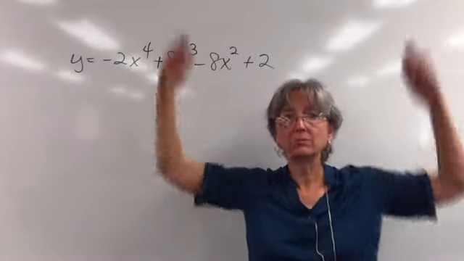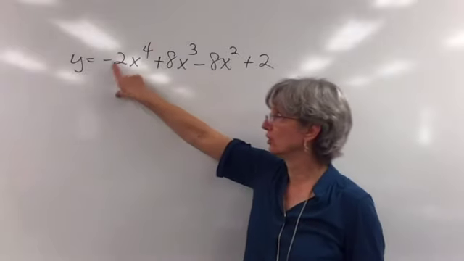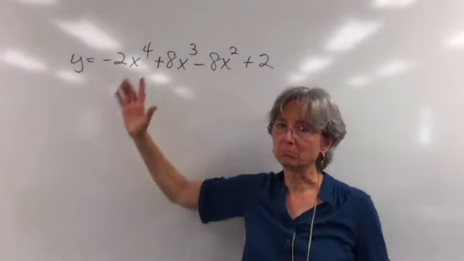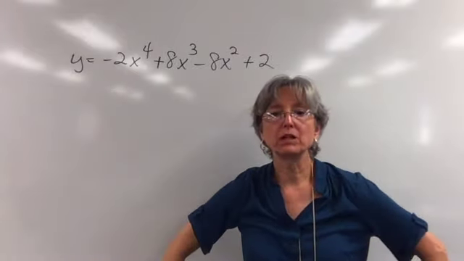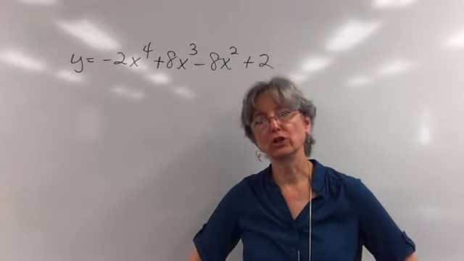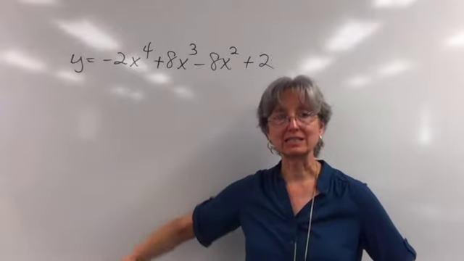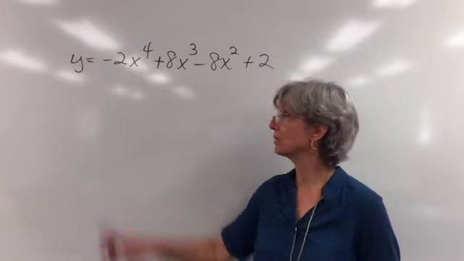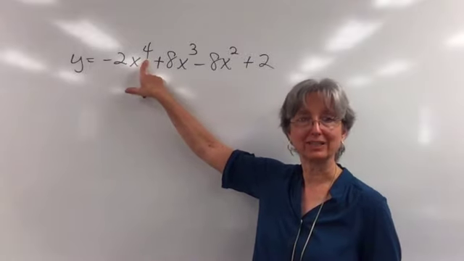Either opening up or opening down. Look at the leading coefficient, it's negative. So that tells you its basic overall shape is a parabola opening downward. So the end behavior is down, down. And the maximum number of turning points it would have would be 3.